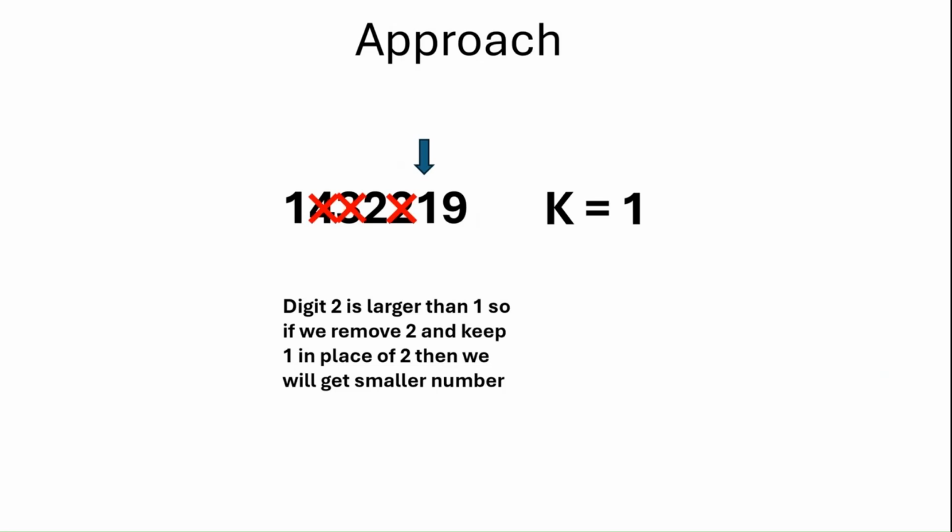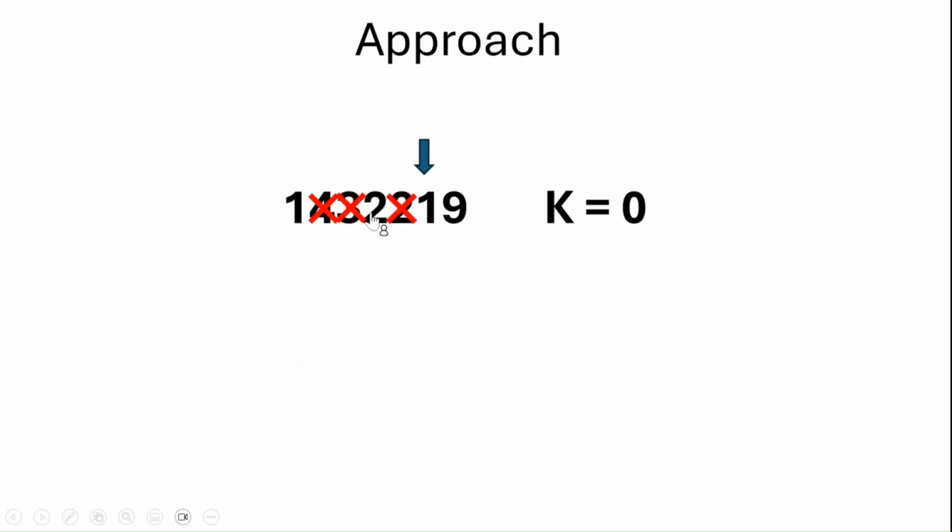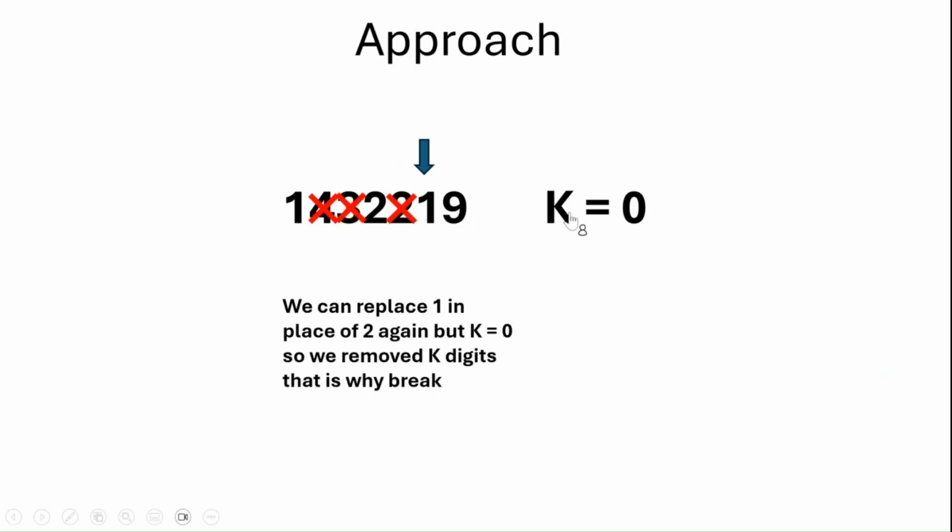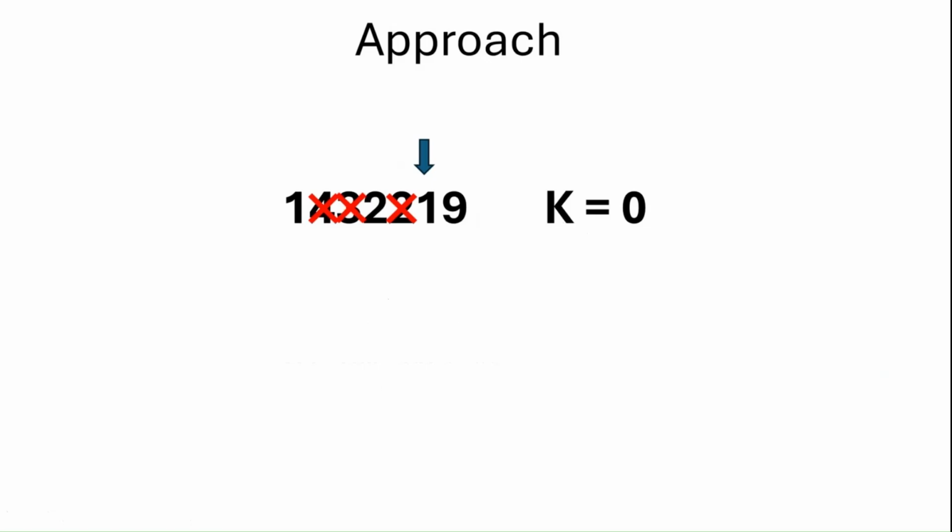Now we can remove this 2 as well, but we already reached k equal to 0. So we removed the k digits, and the problem statement says we need to just remove the k digits and return the smallest possible integer. So we don't need to remove this 2, even though 1 is less than 2, because k is 0, right? So we can break. What is the number we are getting? We are keeping 1 2 1 9. These digits we are keeping. So the number we are getting, 1219, is our smallest possible integer, and that is our output.